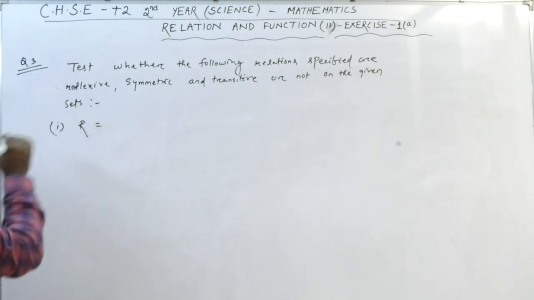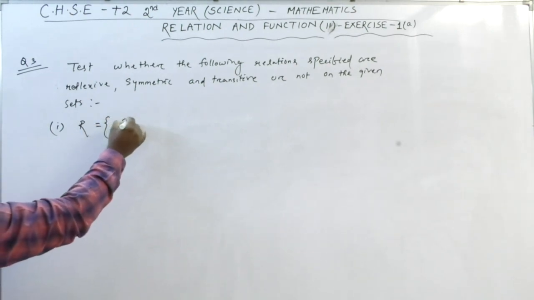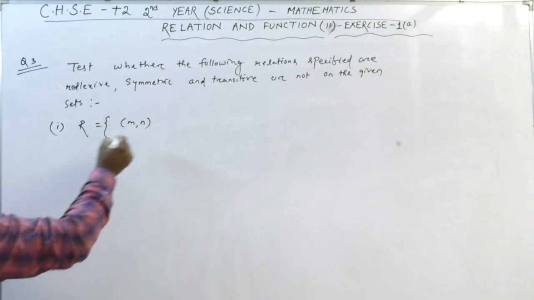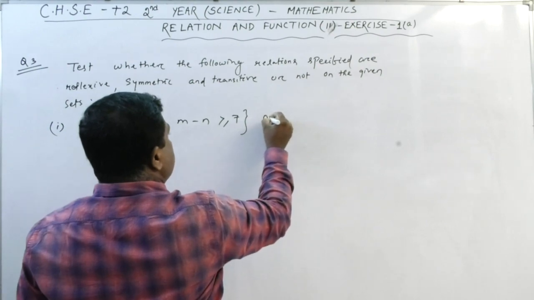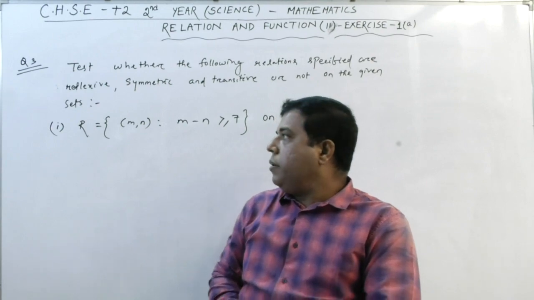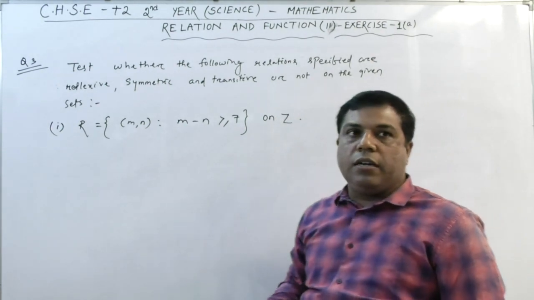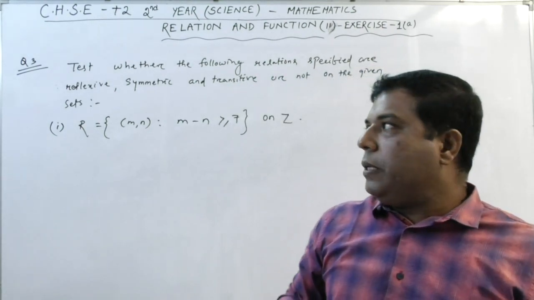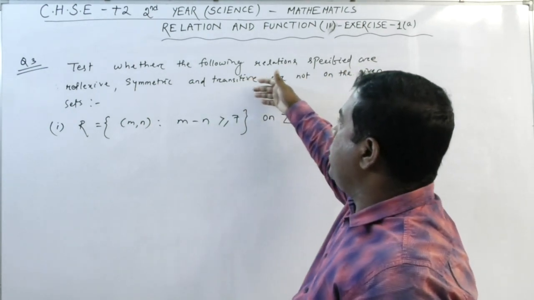The relation R is given as the set of ordered pairs (m, n) such that m minus n is greater than or equal to 7, on Z. This relation is given on Z, the set of integers, so it is a larger set. Now we have to test whether this relation is reflexive, symmetric and transitive or not.